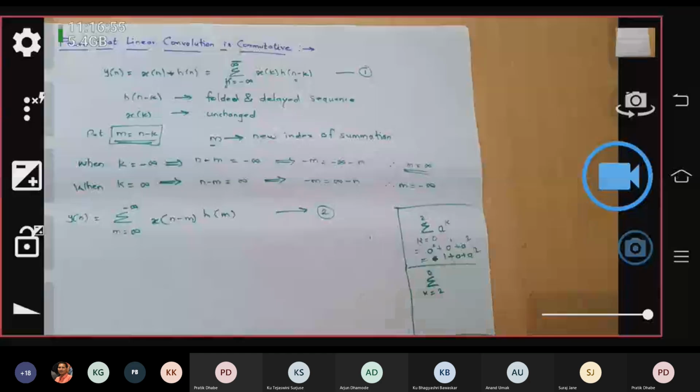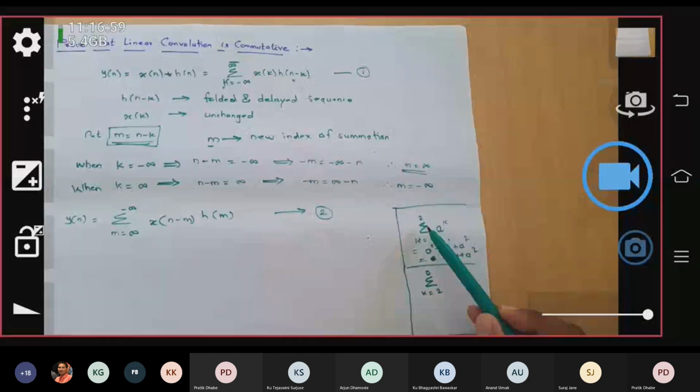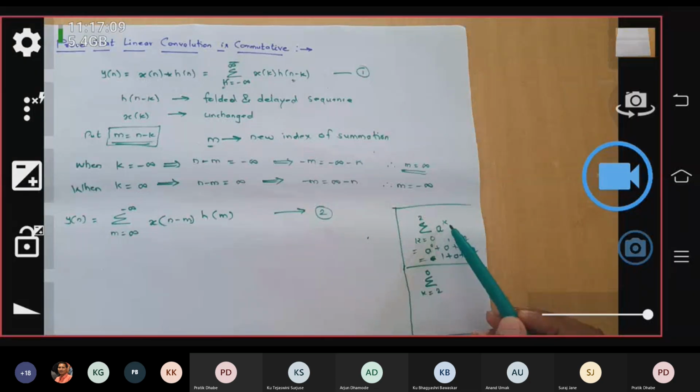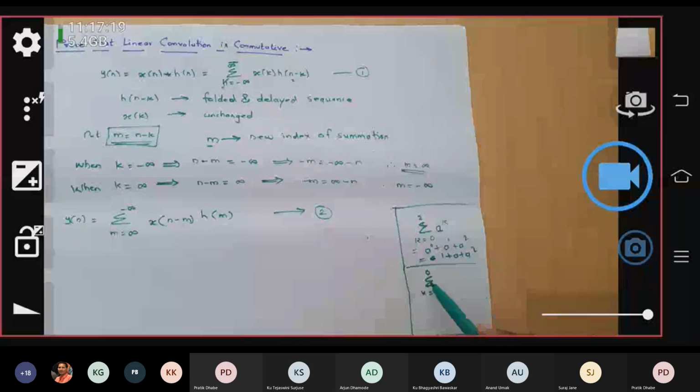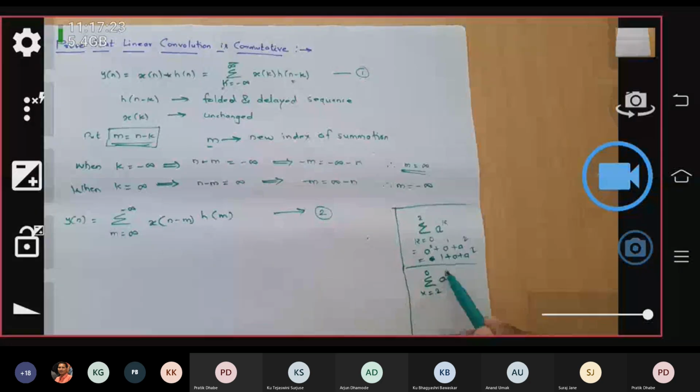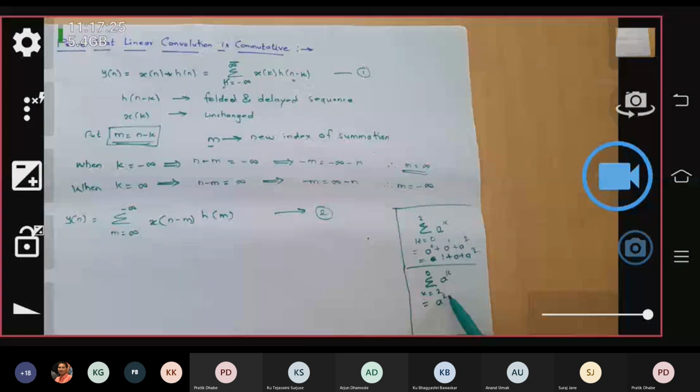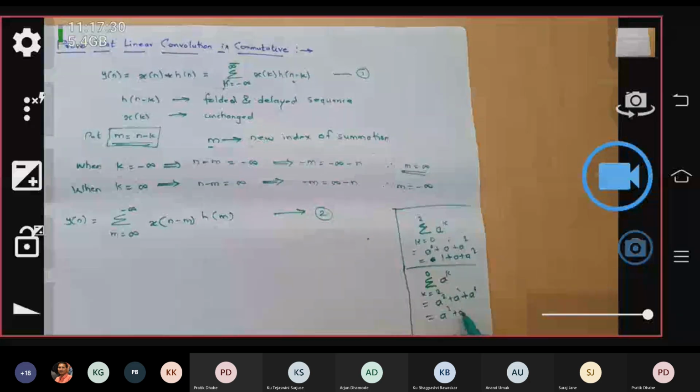So we were talking about the reversal of the order of the limits. In the first case, let us take an example: summation of k from 0 to 2 of a raised to k. You will get a raised to 0 plus a raised to 1 plus a raised to 2, which is 1 plus a plus a square. Now if I reverse the summation limits, from k equals 2 to 0 of a raised to k, what do you get? You will get a raised to 2 plus a raised to 1 plus a raised to 0, which is a square plus a plus 1.